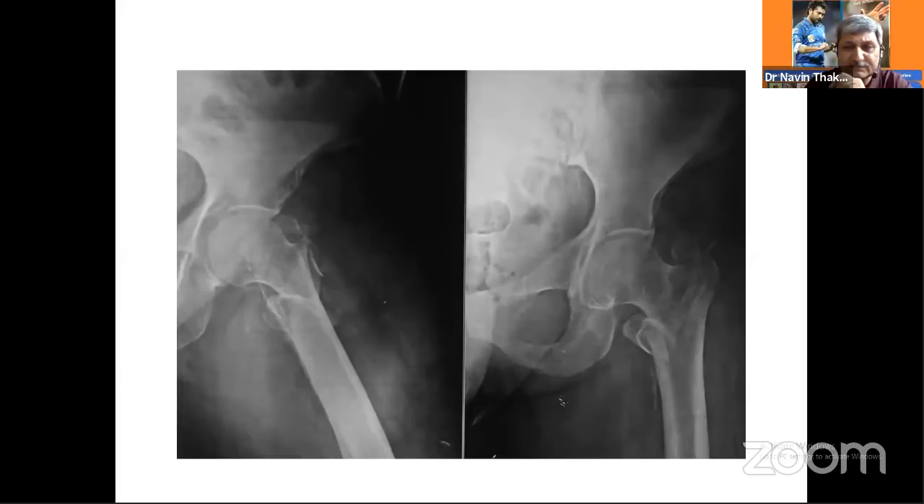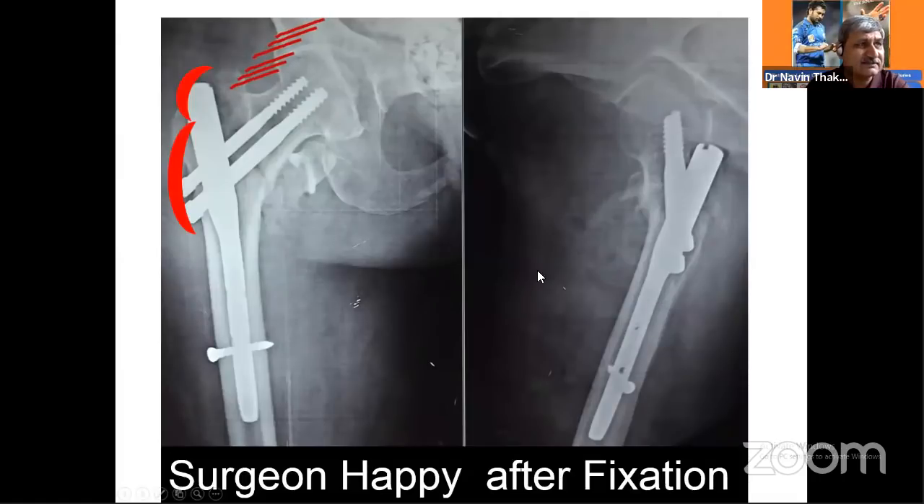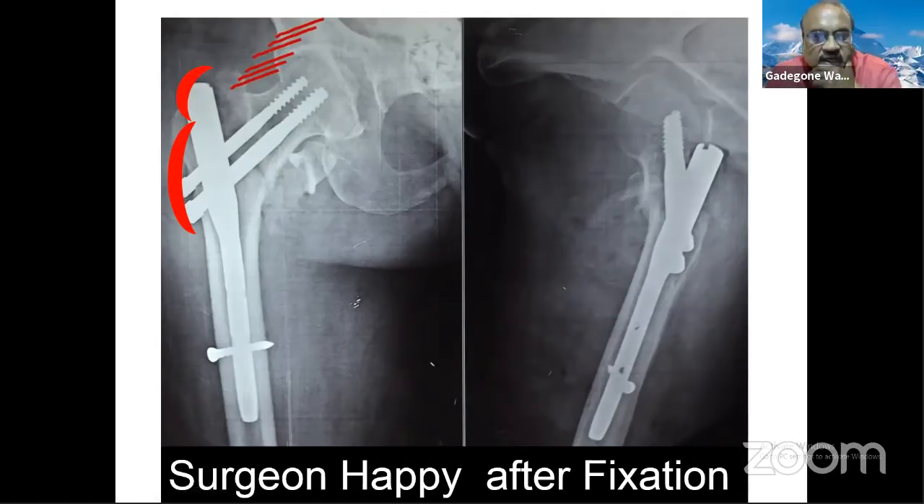Now let me show another case of the PFN. The lateral wall is very, very thin. You can see here, even with the nail, the surgeon has done the nailing like this. Is it okay, sir? No, it's not okay. What is the problem? The entry point is through the fracture side.